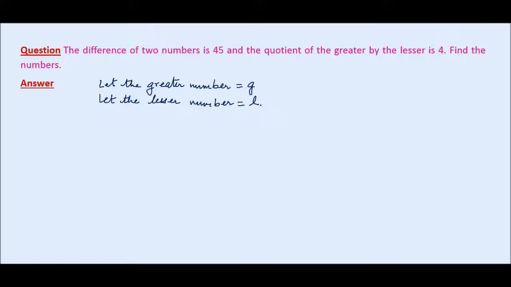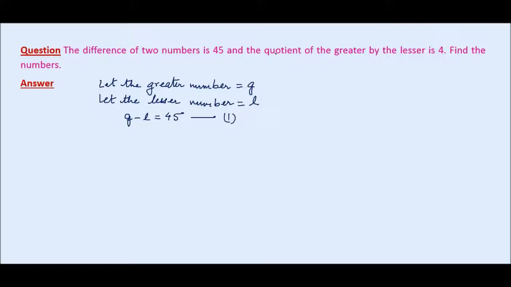Now we will be forming our first equation. The first equation will be coming from the first part. The difference of two numbers is 45. So obviously the difference will be G minus L because G is more than L. So we get our first equation as G minus L is equal to 45. This becomes our first equation.